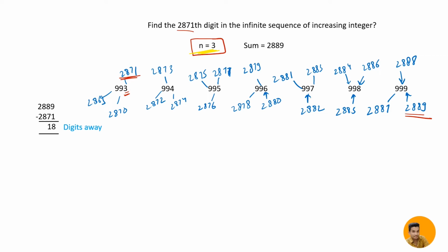That means I can simply divide 18 by 3. Why am I dividing? Because we know this is 18 digits away and each number is made of 3 digits. So that means this is 6 numbers away. You can count: 1, 2, 3, 4, 5, 6. So this is 6 numbers away. And if you subtract 6 from 999, because this is 6 numbers away, you get 993. This is our 993, but we need to find the 2871st digit in it.